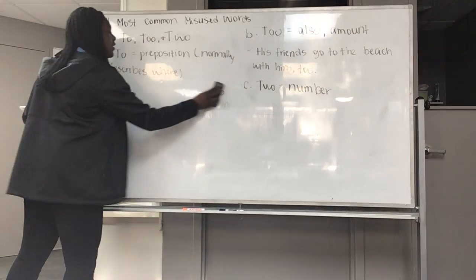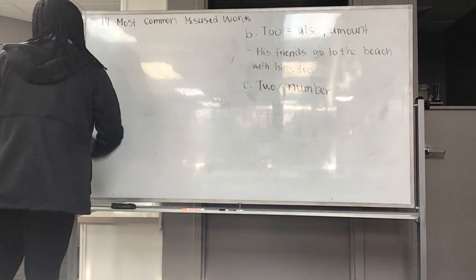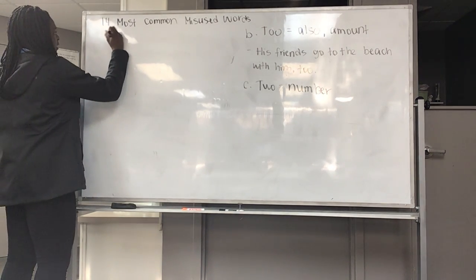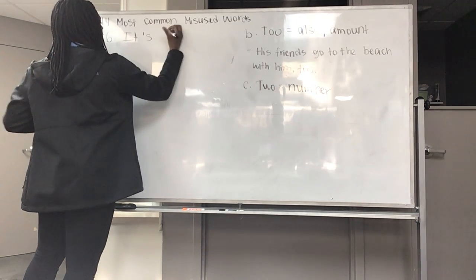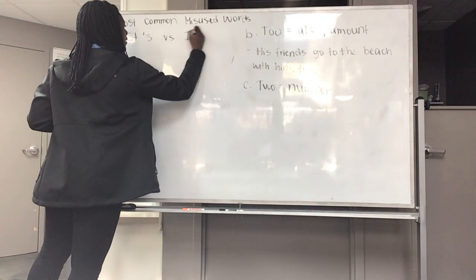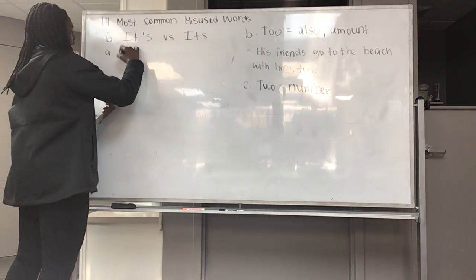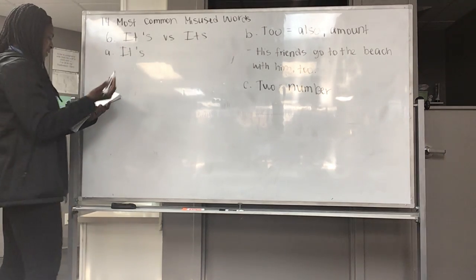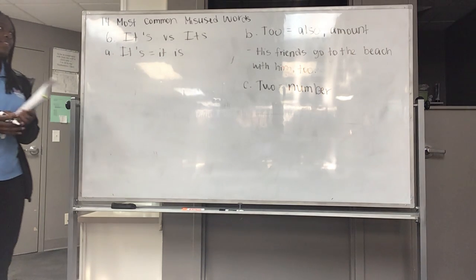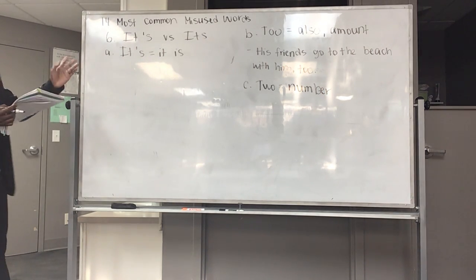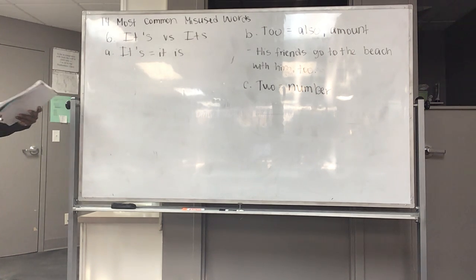Okay, number 6. We're going to talk about its versus it's. One has an apostrophe and the other doesn't. So I-T apostrophe S actually is a contraction, so it translates to "it is." So you could do that trick where you replace it with "it is," and if it makes sense, you're going to want to use the it's with an apostrophe.